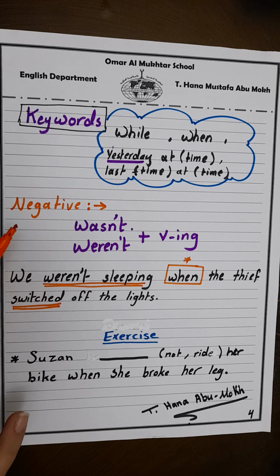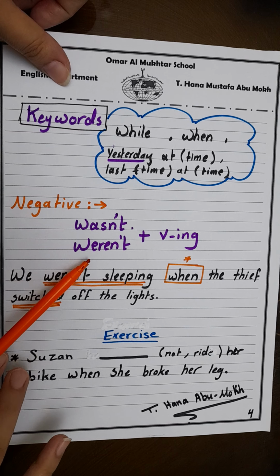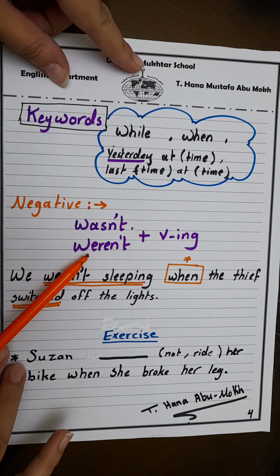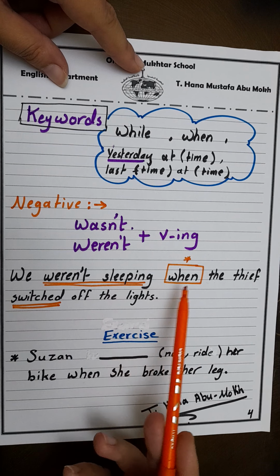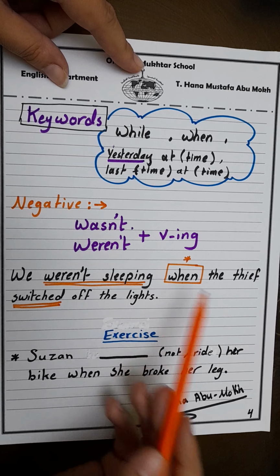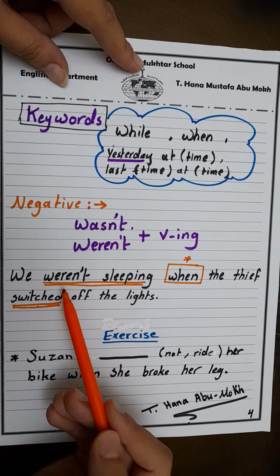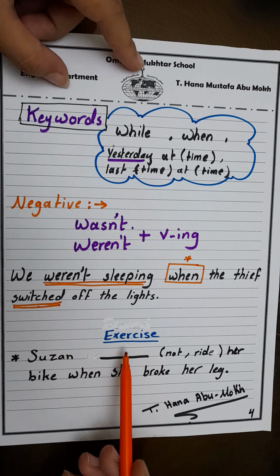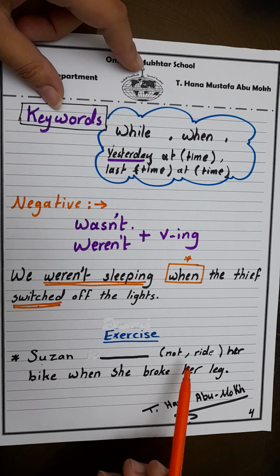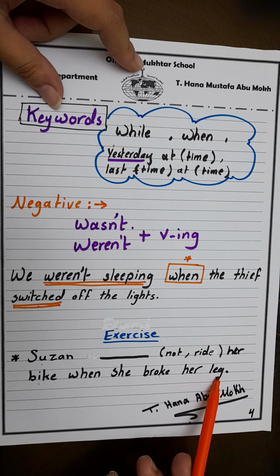Okay, now let's move to the negative form. For the negative, I use wasn't or weren't for the past continuous. We weren't sleeping when the thief switched off the lights. After when I have verb to, and I have a negative. So weren't sleeping. Okay. As an exercise: Susan not ride her bike when she broke her leg.